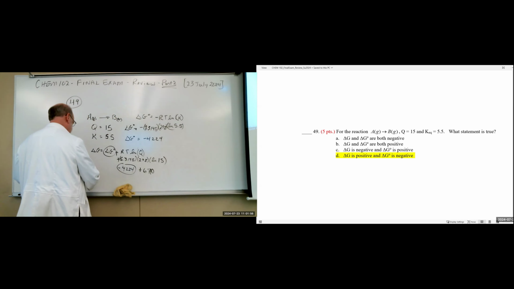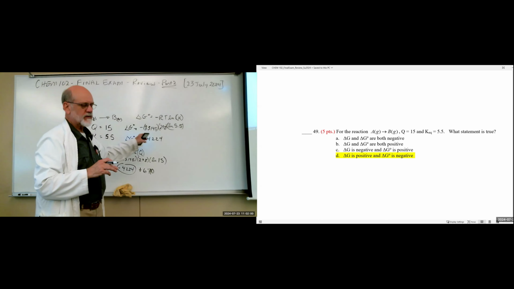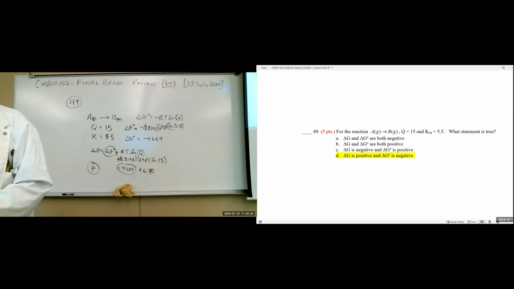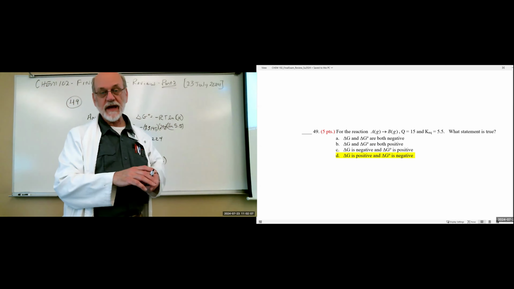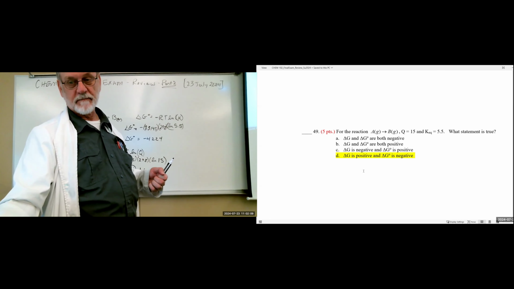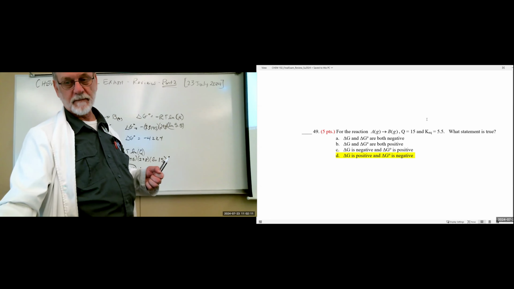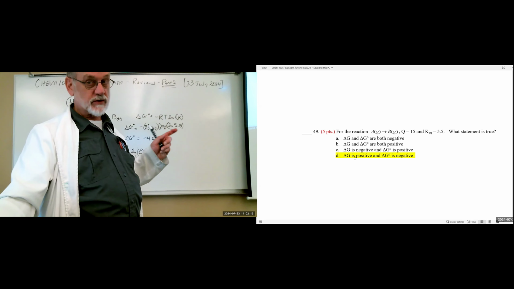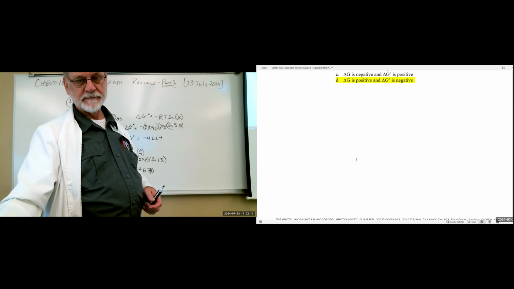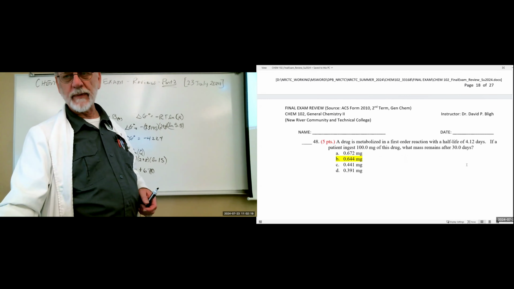6710. All right, so delta G is positive, delta G0 is negative. So under these Q conditions, the reaction is actually not spontaneous. Delta G0 might be negative, but delta G is positive. All right, that's it. Anybody got questions?